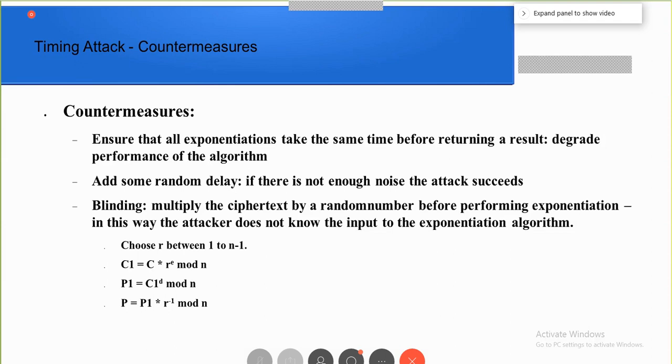The steps are shown here. We choose R as a secret between 1 and n minus 1. The receiver receives C, and computes C1 as C multiplied by R raised to E mod n. Then P1 is equal to C1 raised to D mod n, and P is obtained as P1 into R inverse mod n. This is the possible countermeasure against the timing attack.